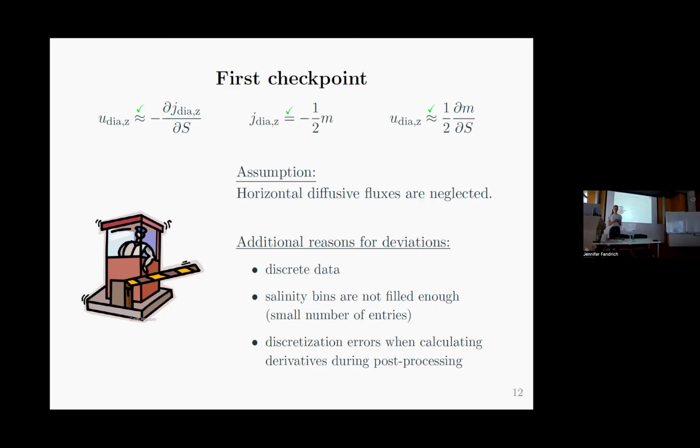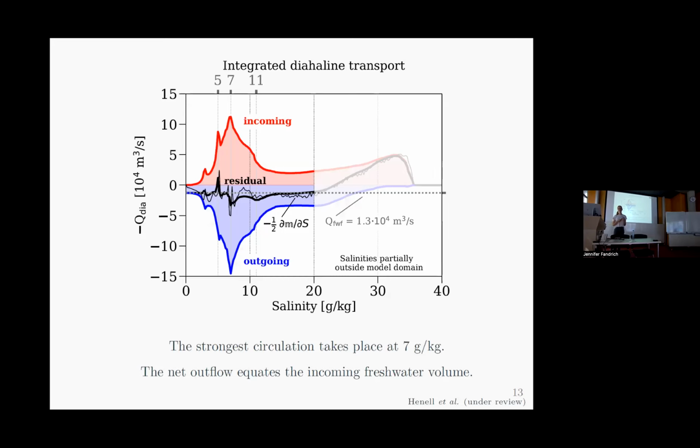Okay, so this is what we saw up until now in my presentation. And now instead of looking at all these local quantities, we can also integrate them over the entire basin of the Baltic Sea. So then we get this curve here. If we do this for the diahaline velocity, then we have the integrated diahaline transport. And what we see basically in this figure is that we have the peaks at 7 grams per kilogram. So that's where the strongest circulation is taking place.